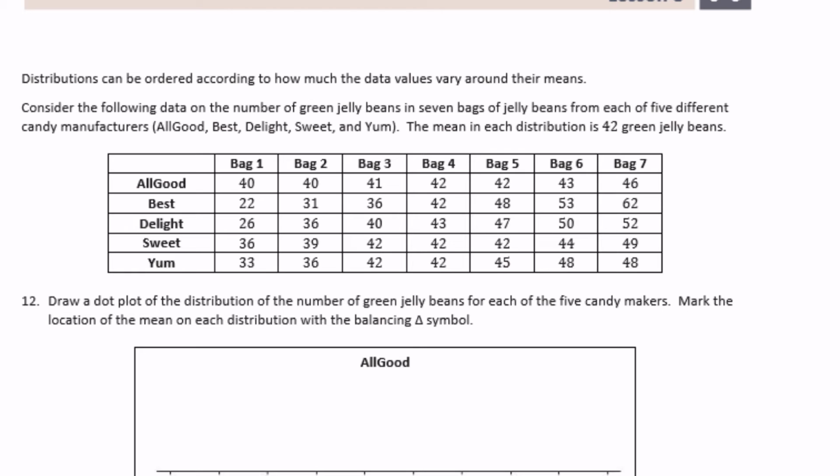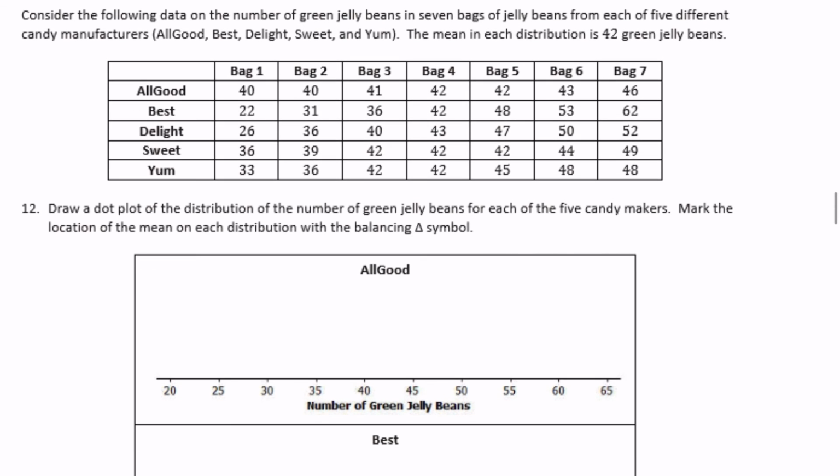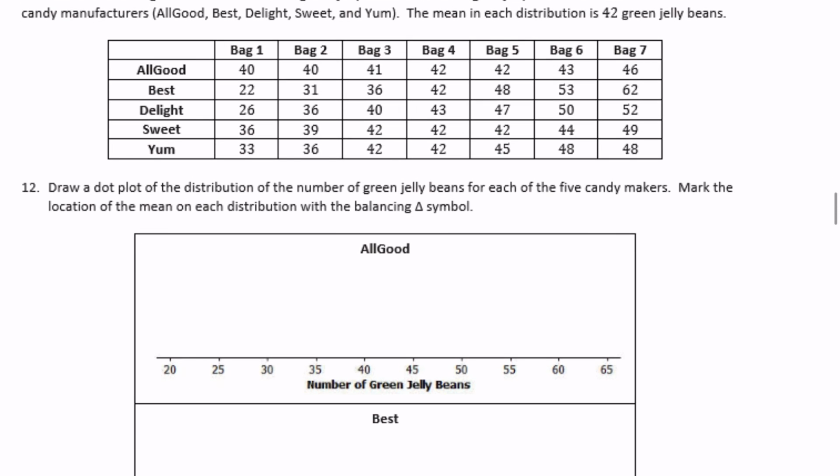All right, distributions can be ordered according to how much the data varies around their means. Consider the following data on the number of green jelly beans in 7 bags of jelly beans from each of 5 different candy manufacturers. The mean of each distribution is 42 jelly beans. So the mean of all of these is 42. Draw a dot plot of the number of green jelly beans for each of the 5 candy makers. Mark the location of the mean on each distribution with a balancing triangle symbol.